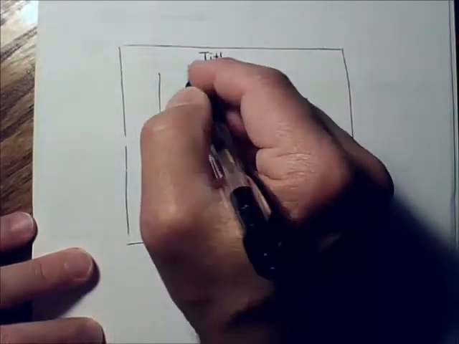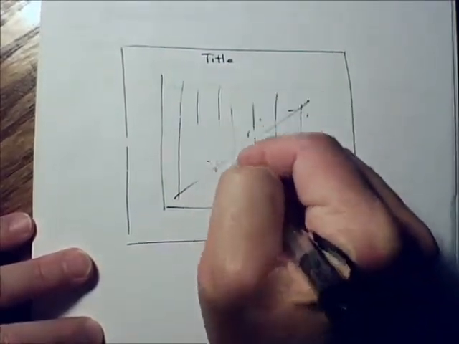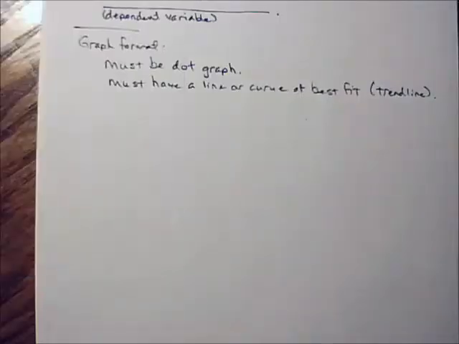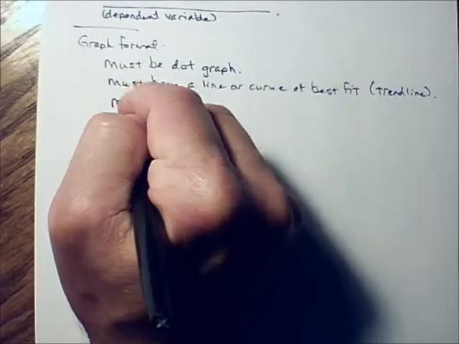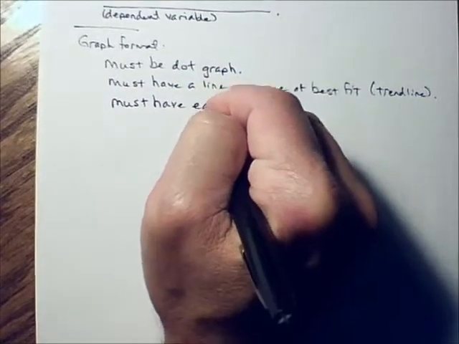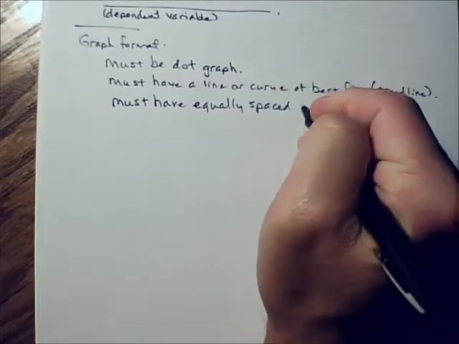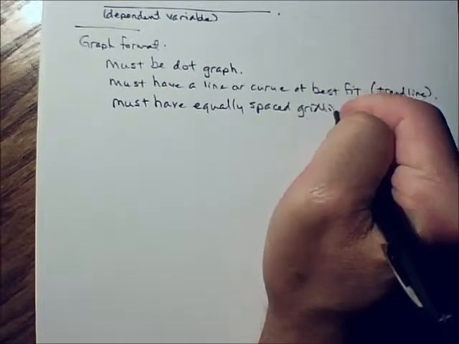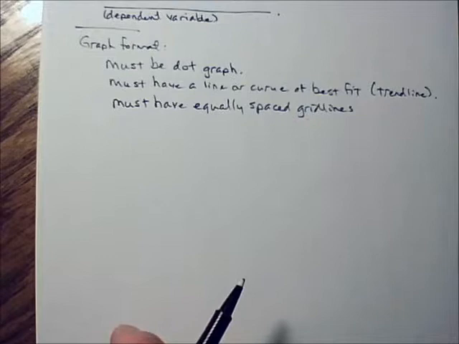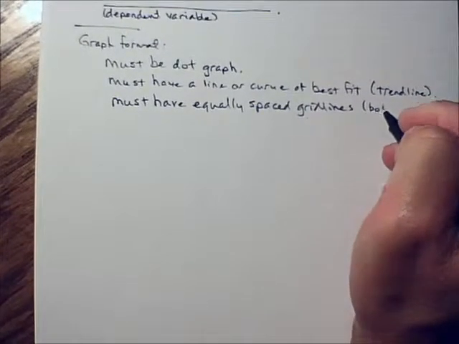Now, you need to have grid lines. I know what grid lines are, right? Must have grid lines. Equally spaced grid lines. Okay? And these grid lines, if you're using Microsoft Excel, and we will use it a lot in here, will be both major and minor.